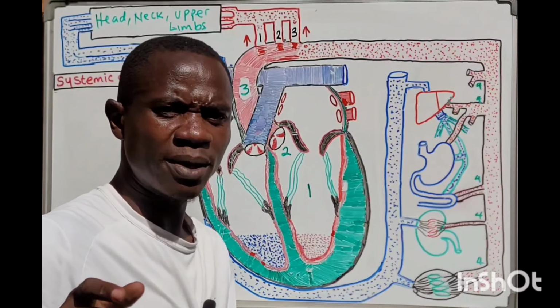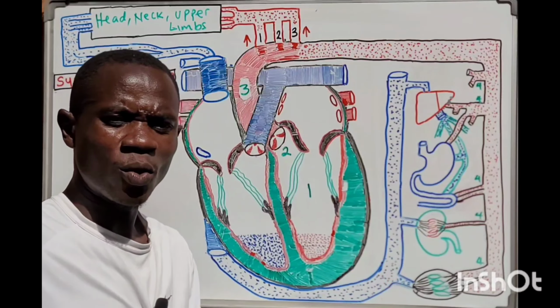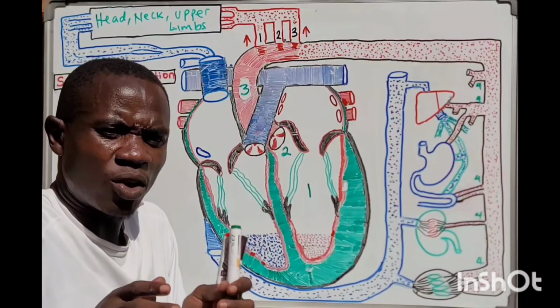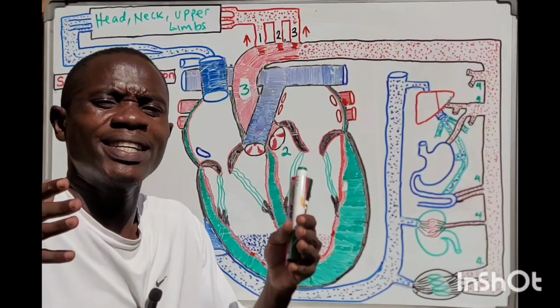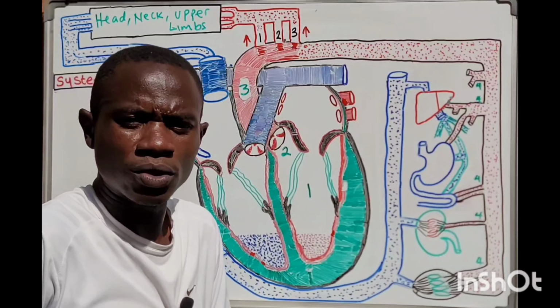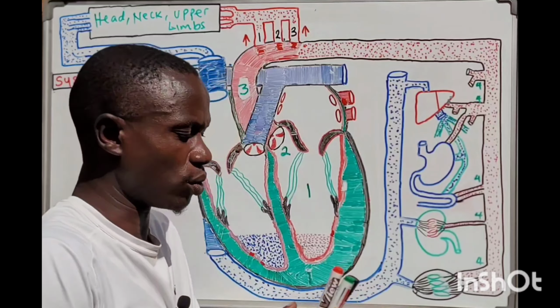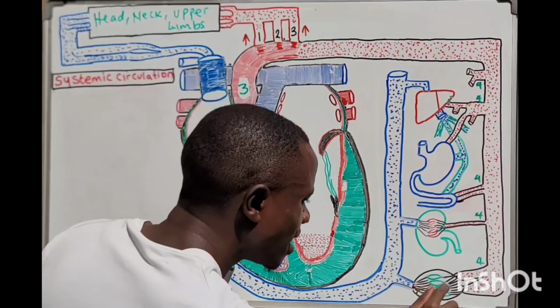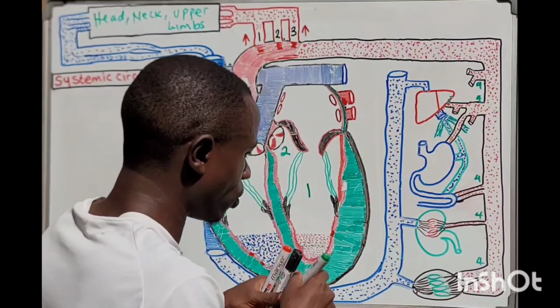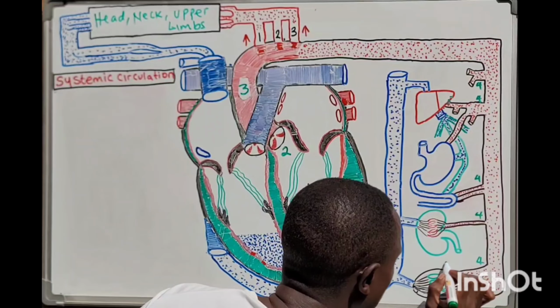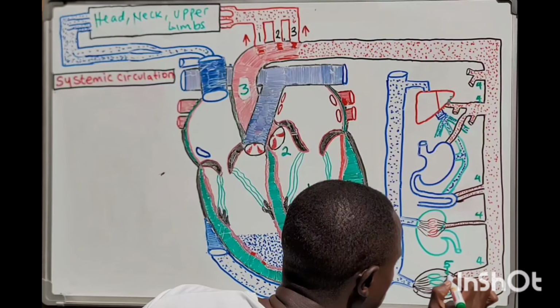Now, our fifth step is that these small arteries are also going to be breaking down into other tiny arteries, which we call the arterioles. So now from number 4, these are going to be our arterioles. So this one is going to be our fifth step.